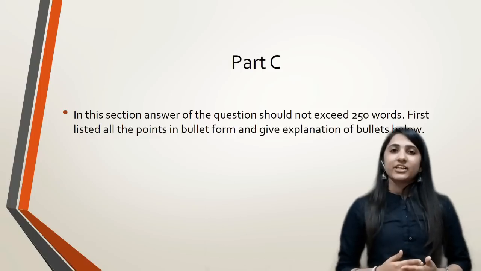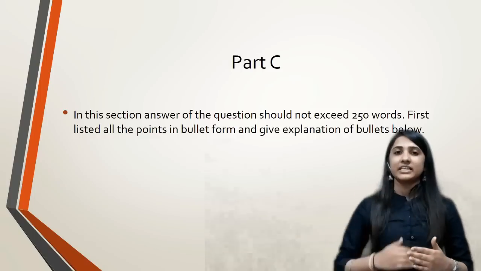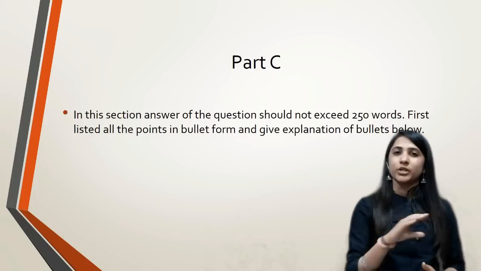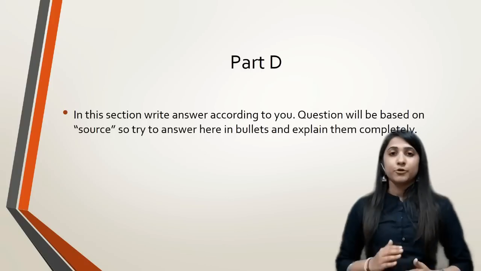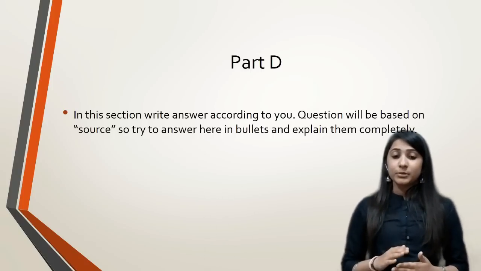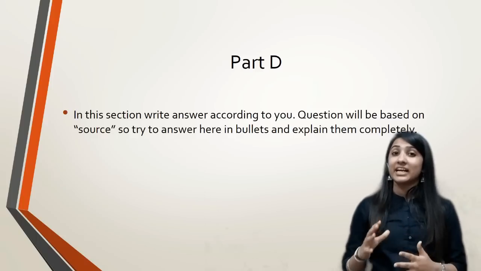What you can do in this section is list all the points in bullet form and then start explaining the points, so that you can easily write the bullet points and then give an easy explanation of them. For Part D, write the answer according to you. The question will be based on a source. So try to answer here in bullets and explain them correctly.